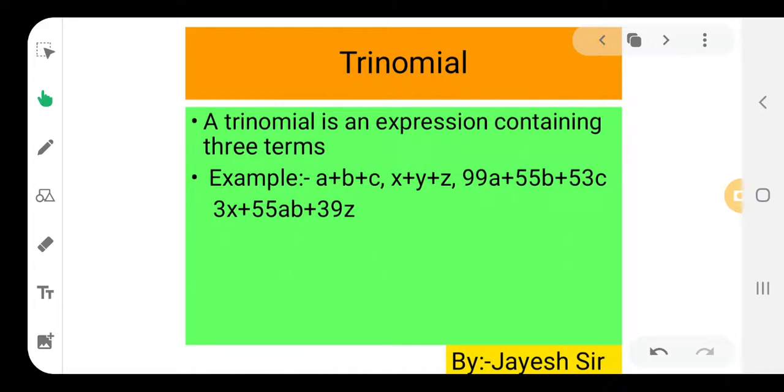I hope you all are clear with this. If anyone has a doubt, it should be cleared over here only. Again, I am explaining what a trinomial is.